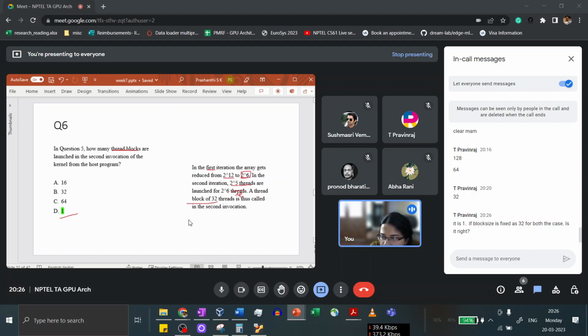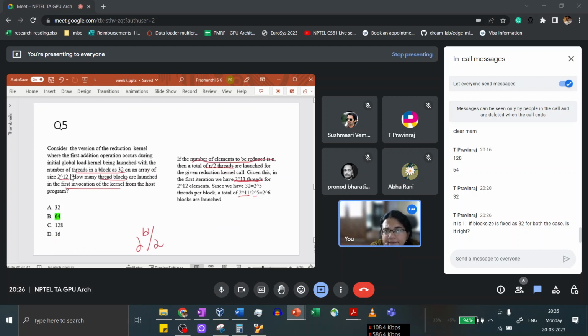Okay, it is 1 if block size is fixed as 32 for both the cases. Is that correct? Yeah, block size is fixed too because we are taking the same data as this question. So the array size also remains the same. The block size also remains 32. Okay, I think I get why you're asking. There probably was some example in class where the block size also changed, right? Is that why you're asking?